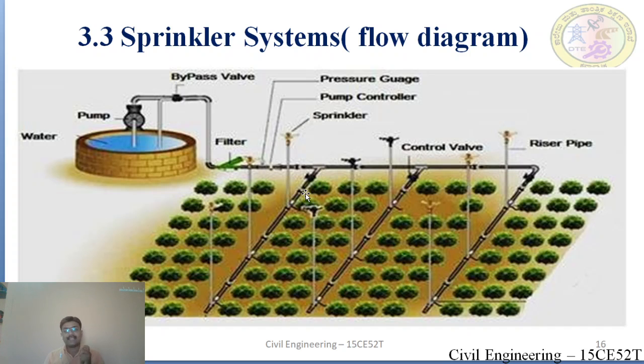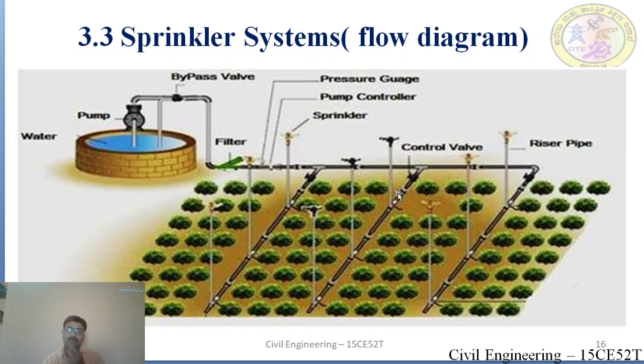At the entry portion of the sub main line, there will be control valves. What is the function of this control valve? The function of the control valve is that it helps the sub main lines decide whether to operate or not to operate. If you want that particular length of the sub main line to flow water, you have to open it, otherwise you can shut it down.